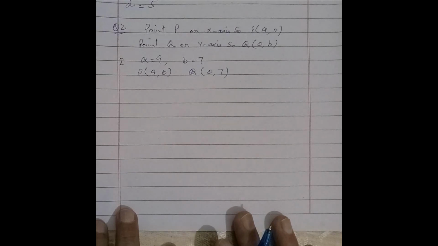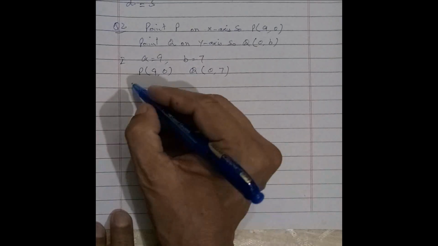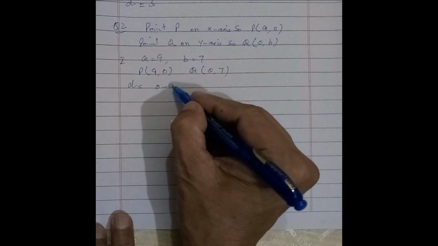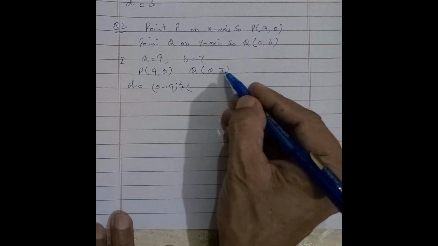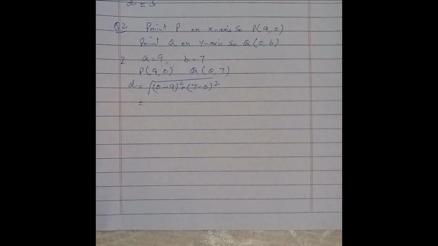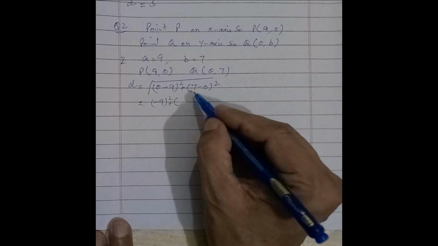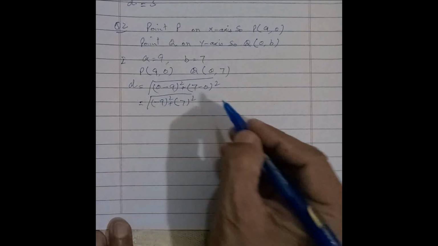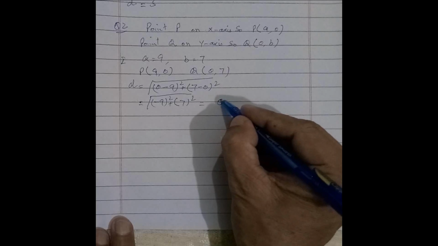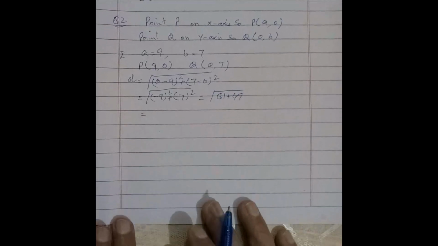And now we find the distance between the coordinates, which is d equal to the square root of (x2 minus x1) whole square plus (y2 minus y1) whole square, that is (0 minus 9) whole square plus (7 minus 0) whole square. Now we simplify these values. We get (minus 9) whole square plus 7 whole square, square root, equal to 81 plus 49.